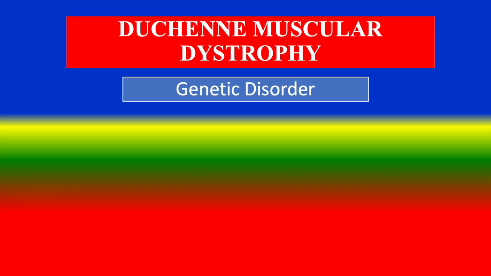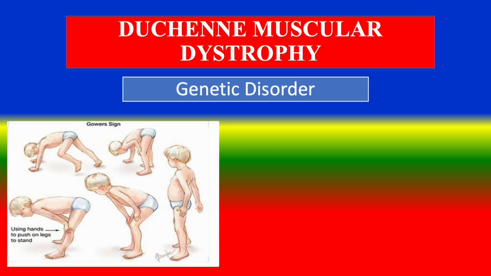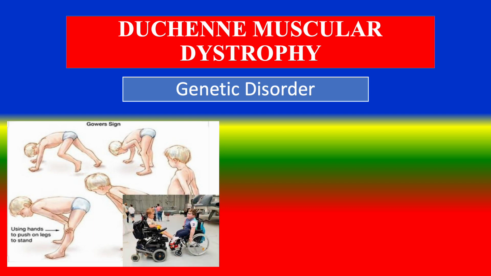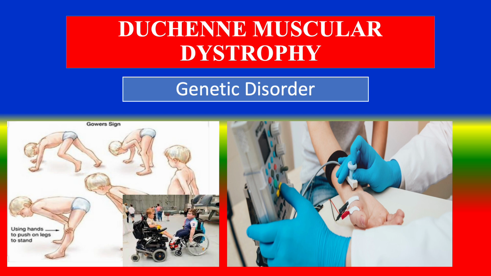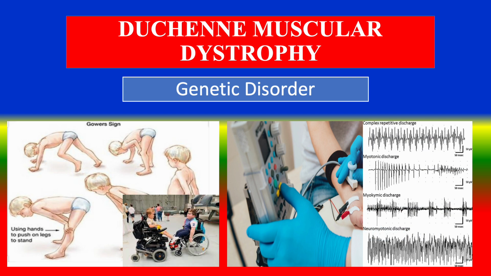Duchenne muscular dystrophy is a genetic disorder. Look at this picture, it shows the muscular problems. And for diagnosis, using electromyography, look at this. A detail going on.